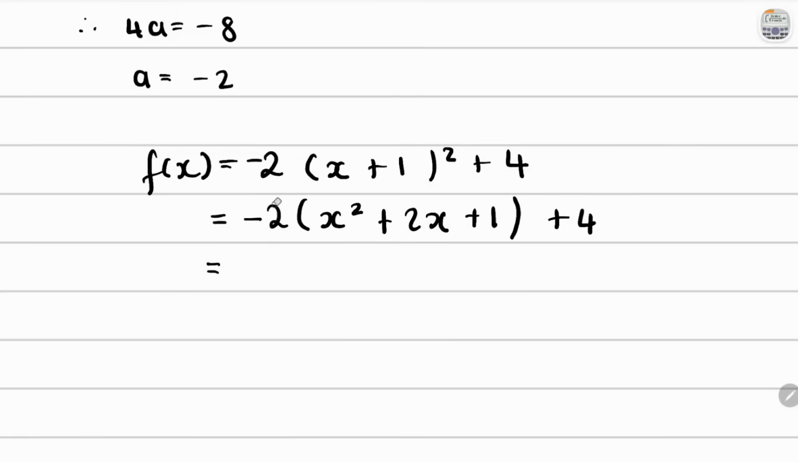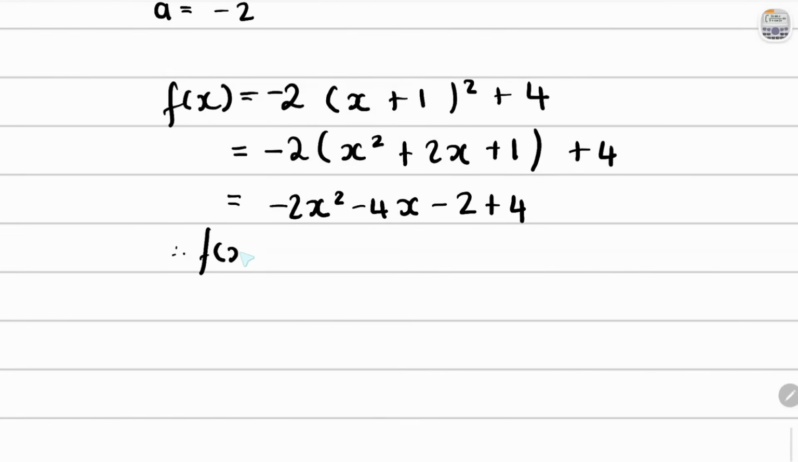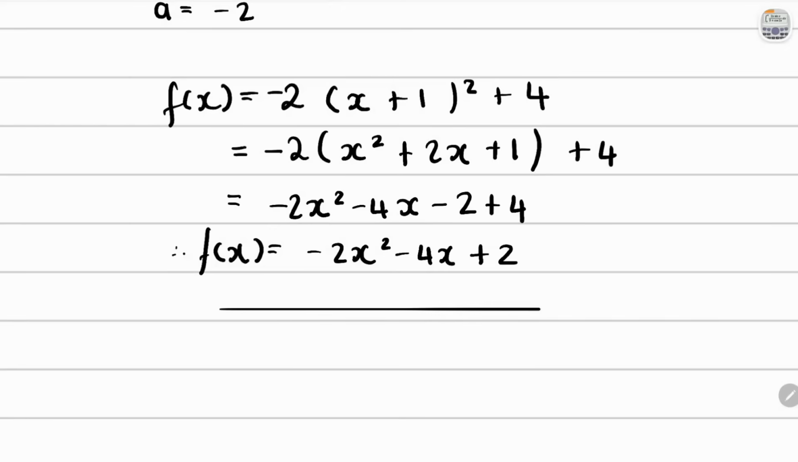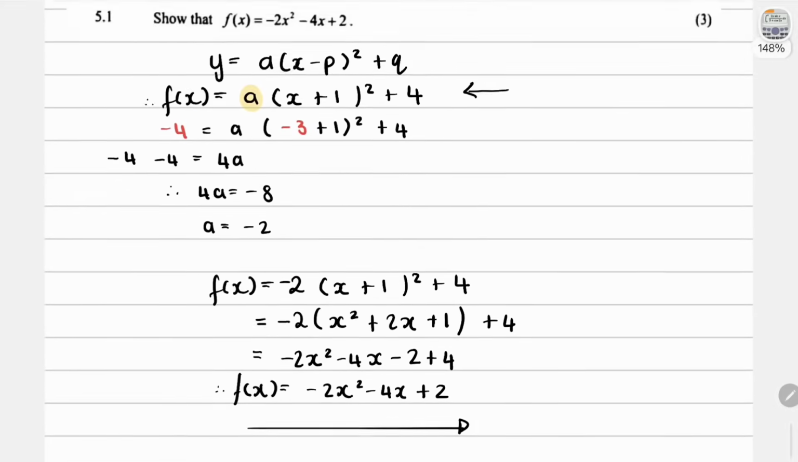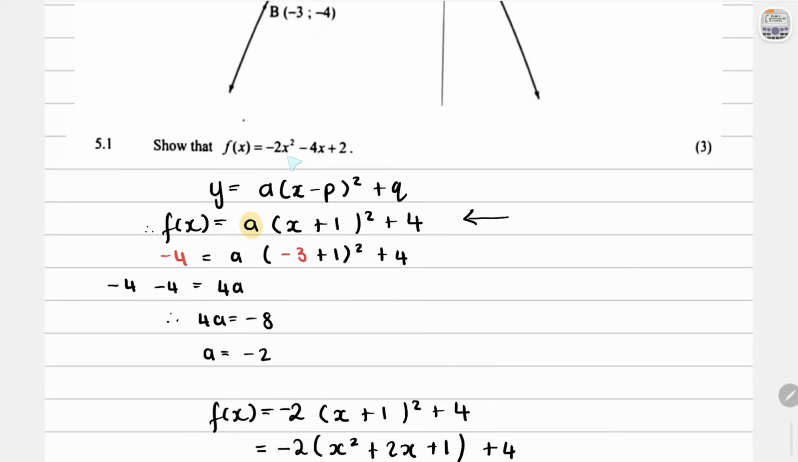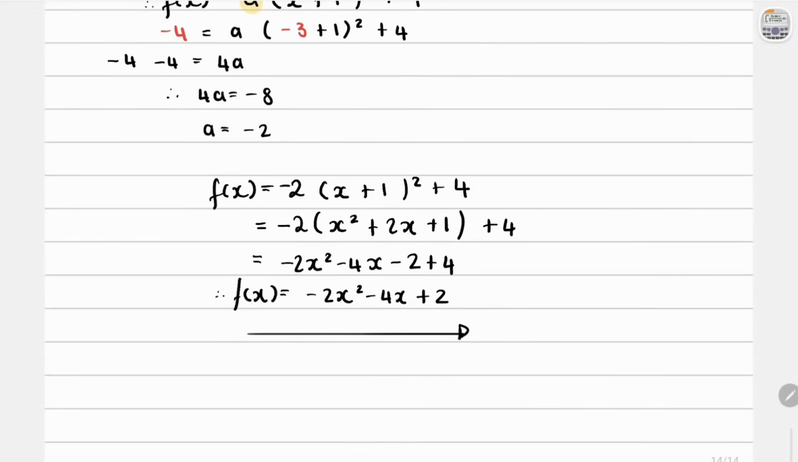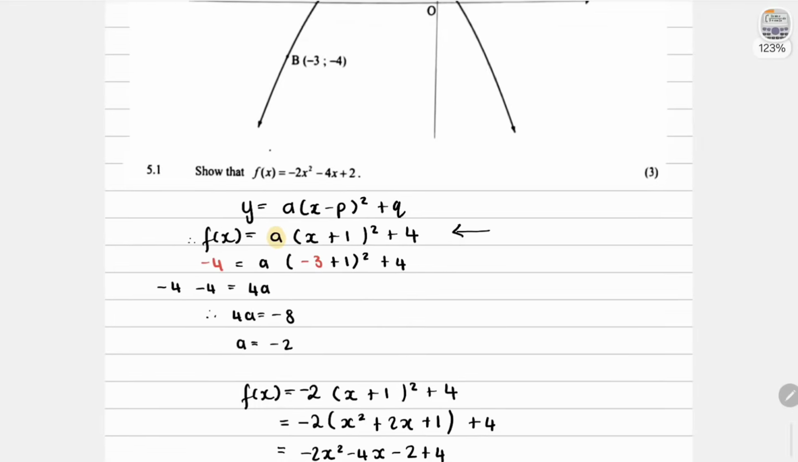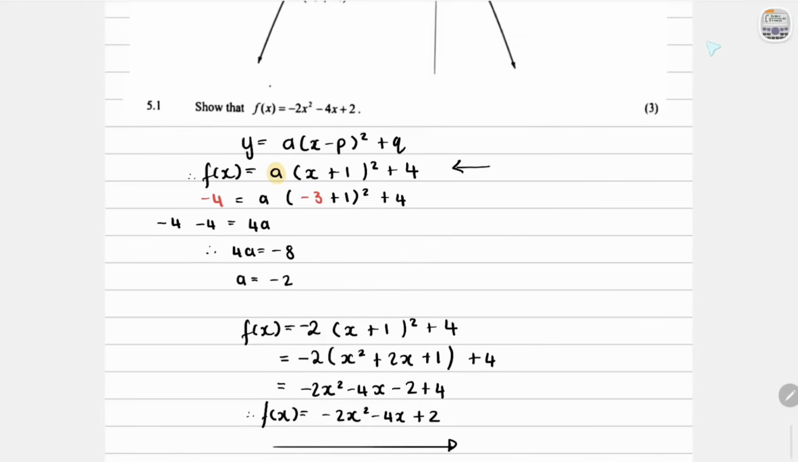Then this is equal to, and you can now start distributing. That's going to be -2x squared minus 4x minus 2 plus 4. Therefore, f of x is finally equal to -2x squared minus 4x plus 2. And then just make sure that it is the same as what they told us it should be. Okay, -2x squared minus 4x plus 2, and that's what we have. Okay, moving on to the next question.